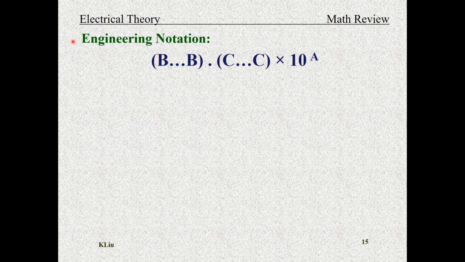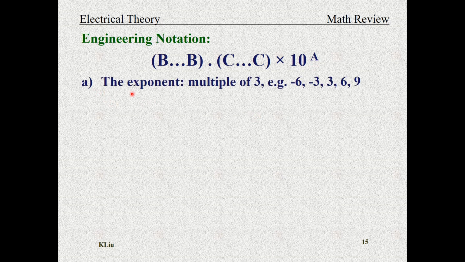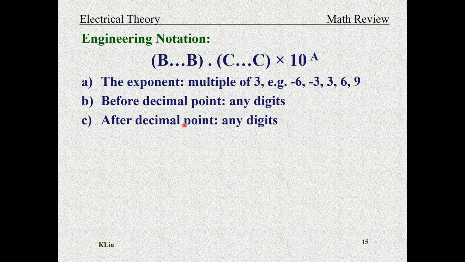Here is a simple description of the engineering notation. The key feature is that the number used for the exponent must be a multiple of 3. For example, negative 6, negative 3, positive 3, 6, 9, and so on. We can have any digits before and after the decimal point. Same as in scientific notation, the total number of digits represents the accuracy and tolerance of the value, and which should match with the measurement device used in that application.